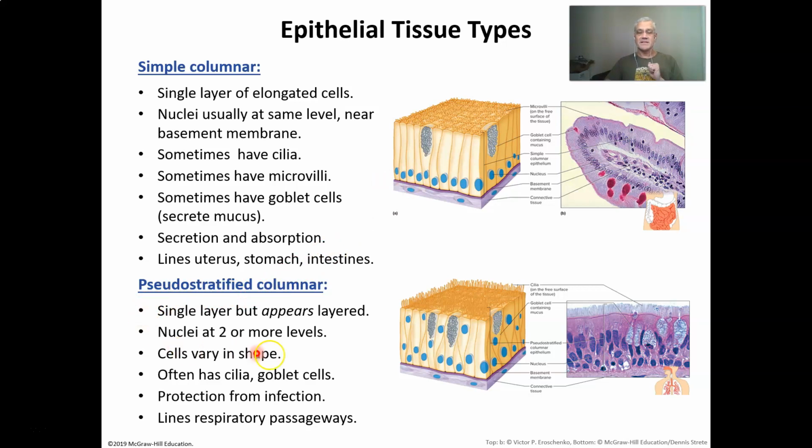Pseudostratified columnar cells. Those nuclei will look like they're all over the place, right? So some will be low, some will be high, some will be low, some are in the middle, low, low, high, low. So we call these pseudostratified. Pseudo means fake or false. So a pseudonym is a false name.